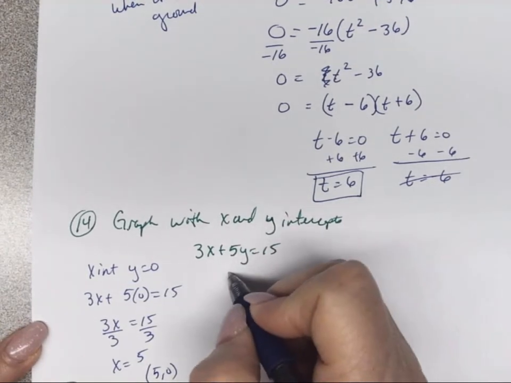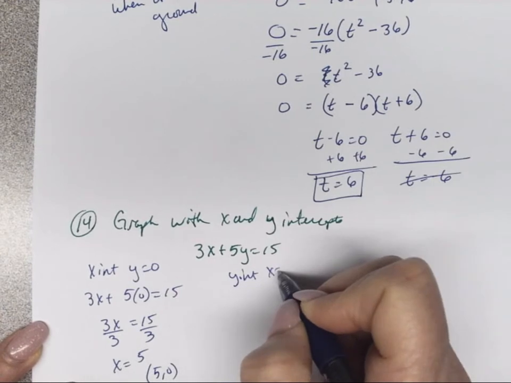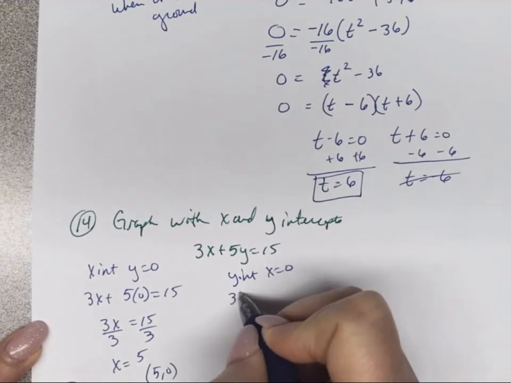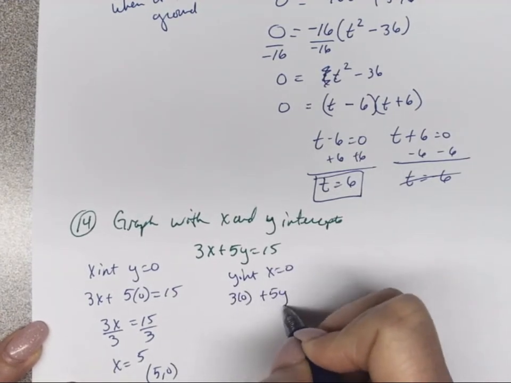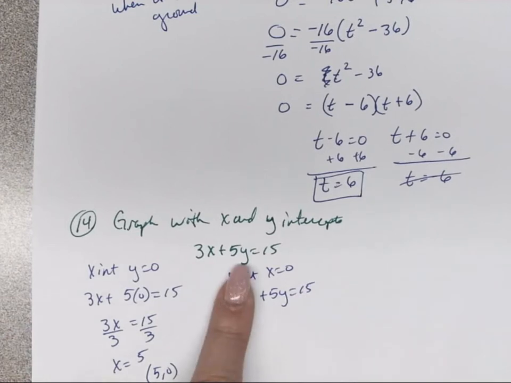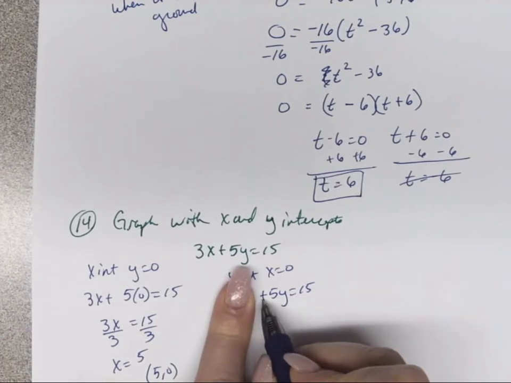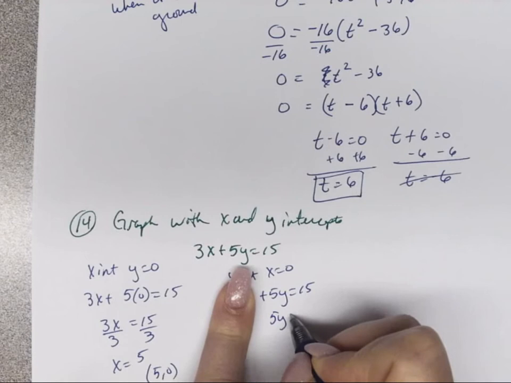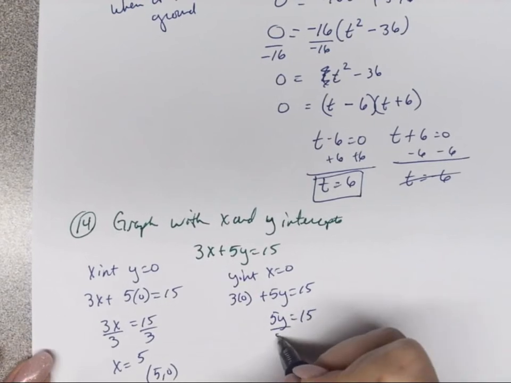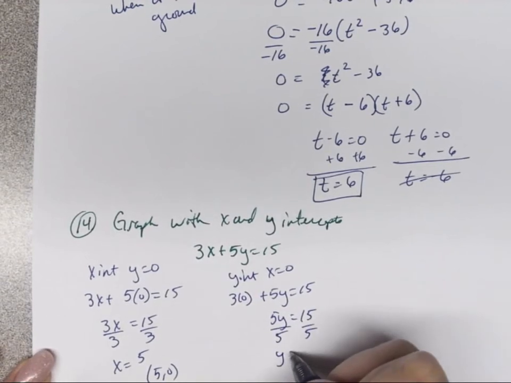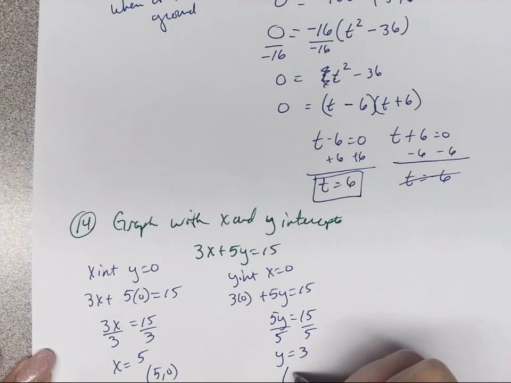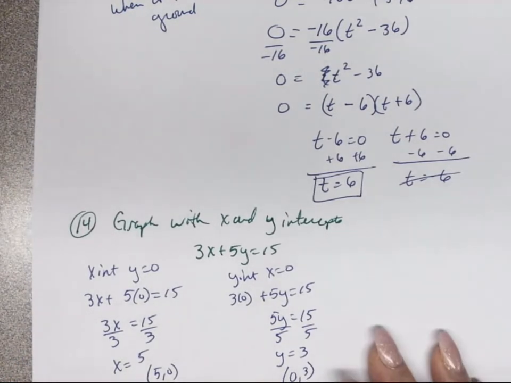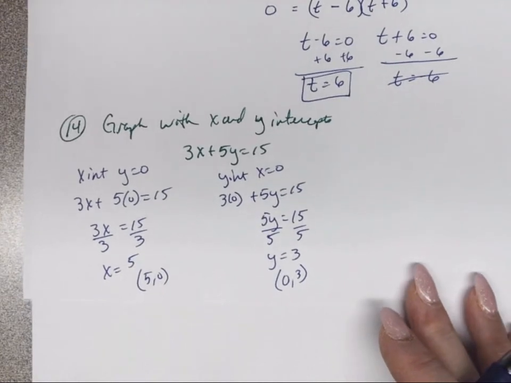For the y-intercept, x will be equal to 0. So 3 times 0 plus 5y equals 15. Again, that goes away. Whatever the sign is, make sure you bring it down. So 5y equals 15. Divide by 5. Y is equal to 3. So we have 0, 3 as our intercept points. And you need to be able to write those as intercepts.